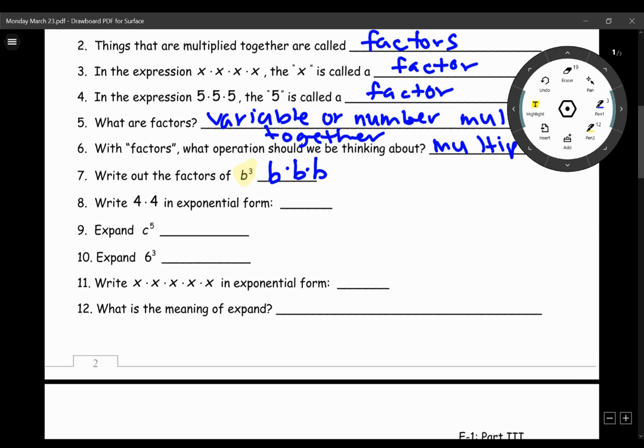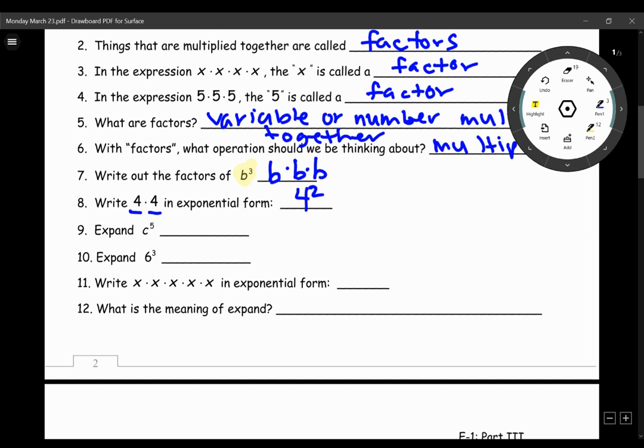All right, question number 8 tells us to do the opposite. It says, write 4 times 4 in exponential form. Our base is going to be 4, and our exponent is going to be 2, because we multiplied 4 2 times.